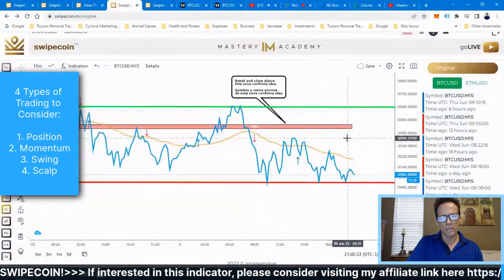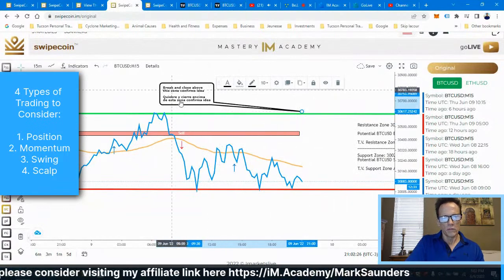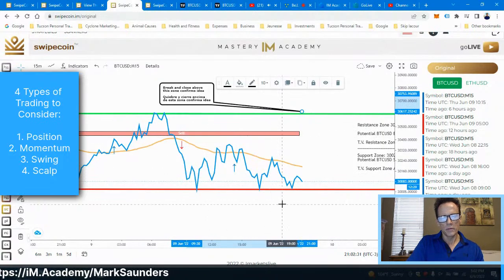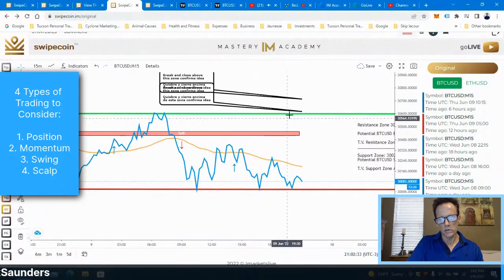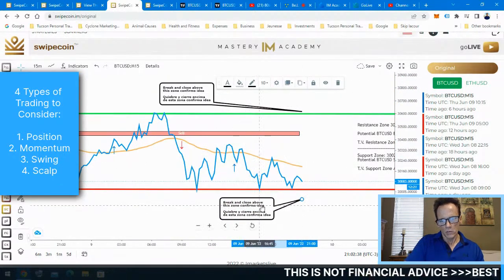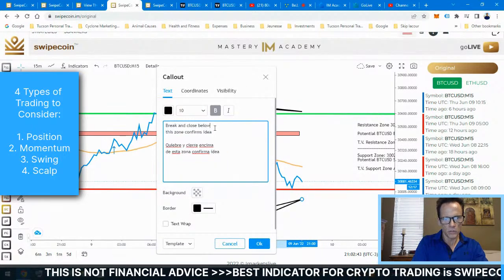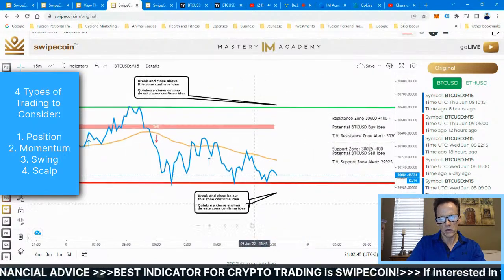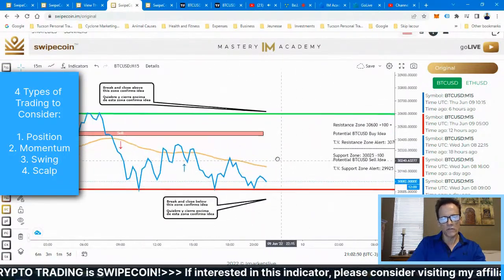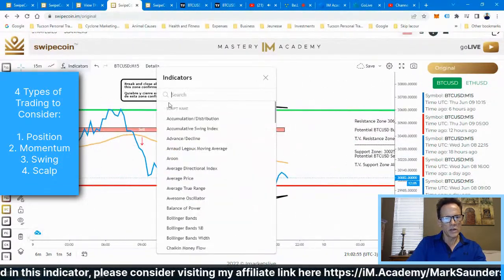Boom. Now, what I'm going to do too is I like to put this callout little form above the green. Copy. Paste. And I'm going to put one down here, because this is for when it goes below. Okay. All right. So now we're getting notified. If it breaks up, we're going to get notified. If it breaks down, we're going to get notified. Now we're going to just check our work.